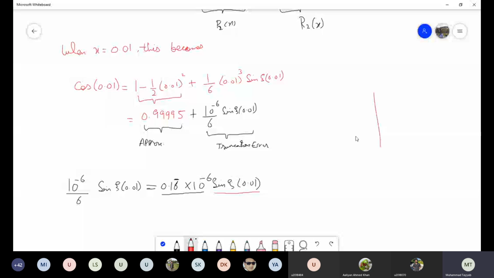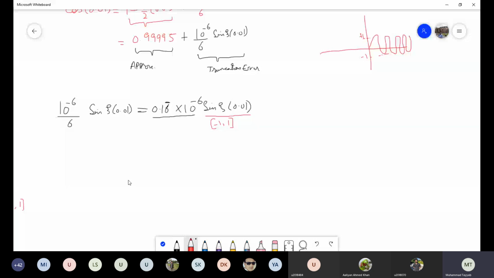As I explained earlier, the graph of sine, sine 0 is 0, oscillates between +1 and -1. So the minimum it can go to is -1, and the maximum is +1. So the error occurring if we use the approximation of 0.995 for the values of cos is bounded by the following.